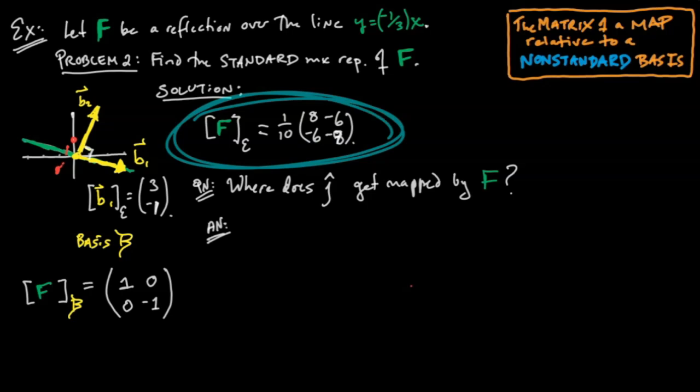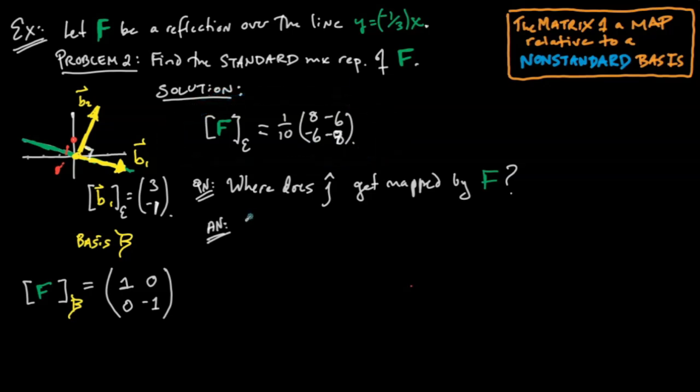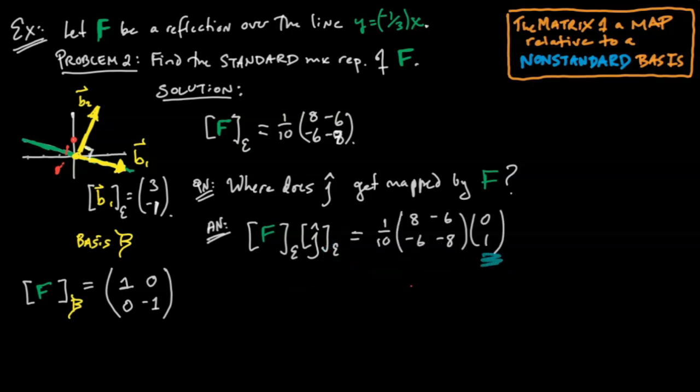Well, now it should be very easy for us to write down an answer, because now we have the reflection's standard matrix representation. So where does j hat get mapped by f? Well, we take f's standard matrix representation, multiply it by j hat's standard representation, and that will be that. So if we write down those two representations, we have a very simple answer. This matrix vector product, well, let's see, it's 0 copies of the first column and 1 copy of the second column. So we just get -6, -8, but we still have to multiply by a 10th. So we end up with -0.6, -0.8. And that is where j hat gets mapped.